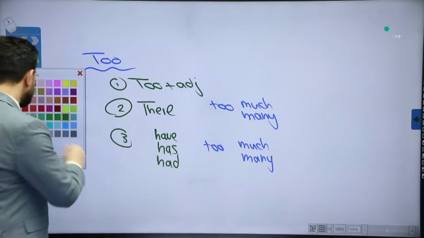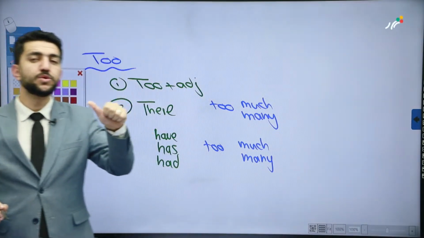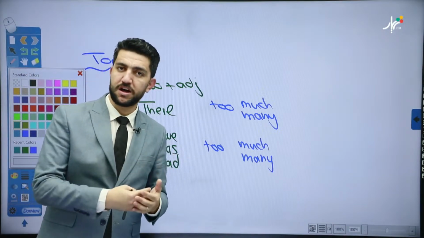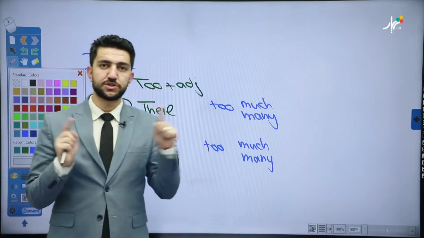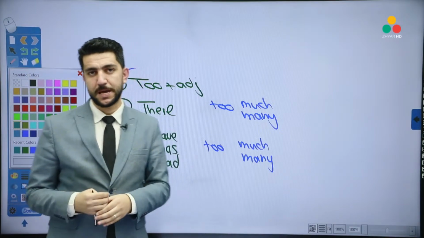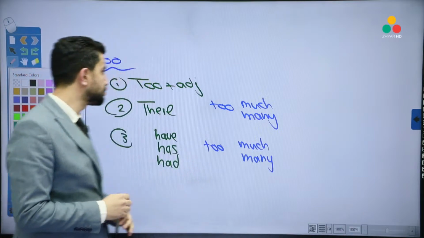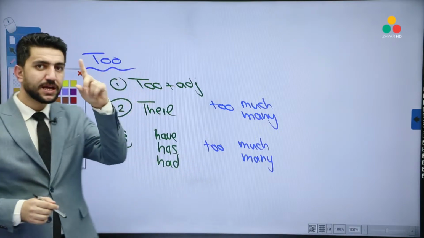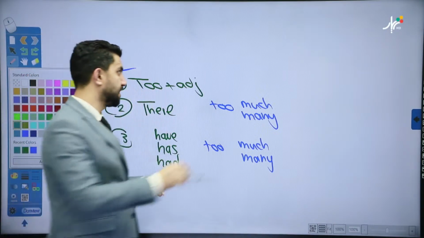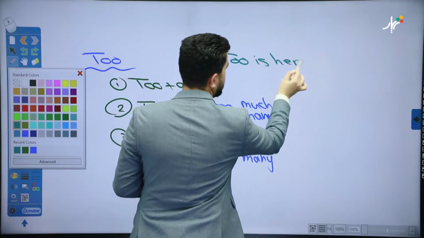Right now, the most important thing is that the word "too" has an excessive meaning. When you say "too," you mean more than enough, more than something. For example, when you say it's too cold, that means it's more than what it should be. So "too" always has a negative meaning. And "too" is a hero in a sentence. Don't forget, "too" is a hero. What do you mean by hero?